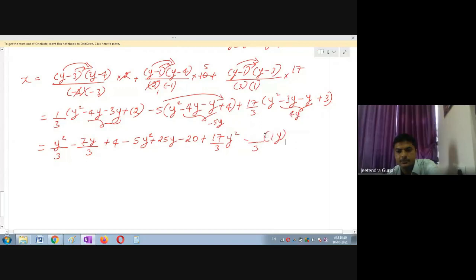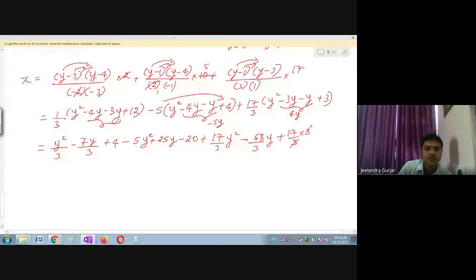Which is minus 68 upon 3. 68 divided by 3, okay, I will keep it as it is, 68 upon 3 y I will take, and then this is plus, here you can see 17 upon 3 and this 3. So 3 will get cancelled, only 17 will remain.